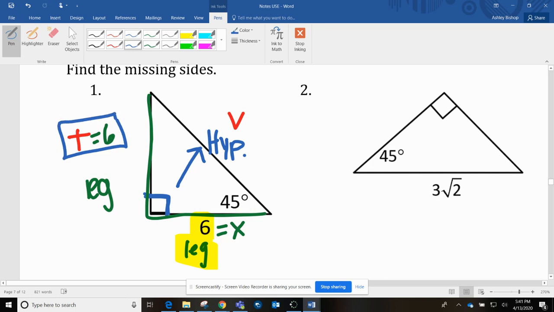Notice I just called it T because I just want to know what side we're missing. And then we need to solve for my hypotenuse. So again, go and look at your rules.